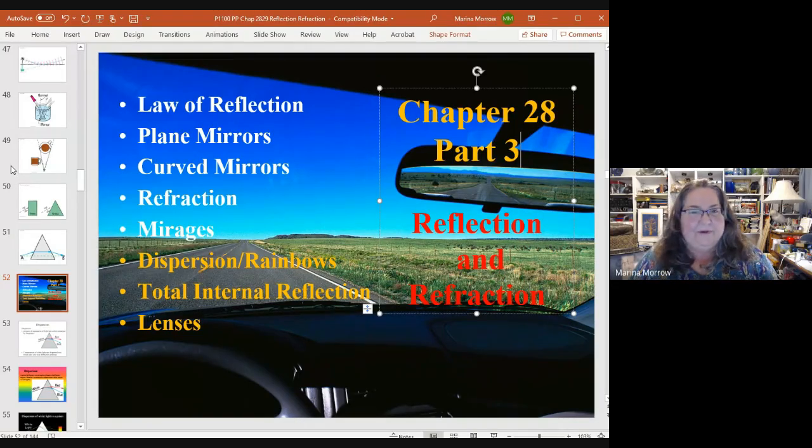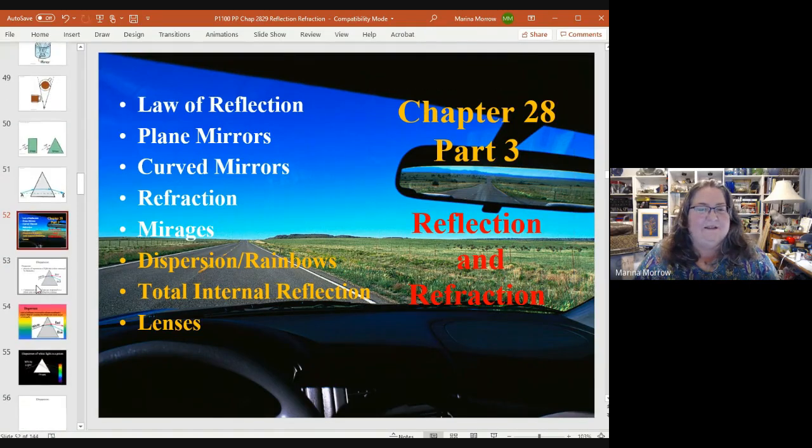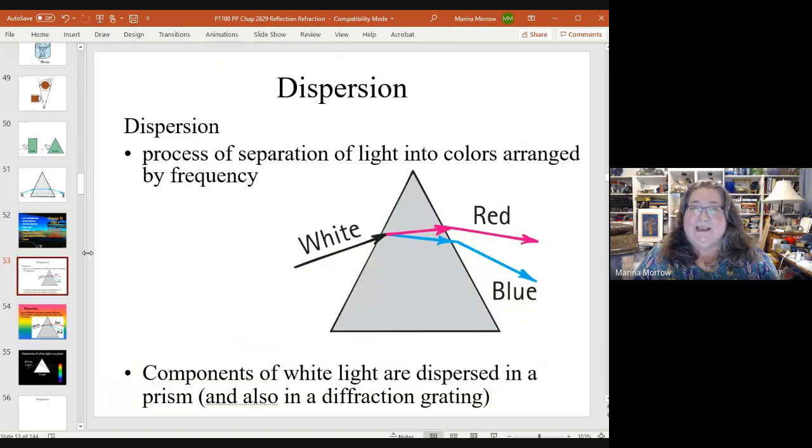Okay, in part 3, what we're going to be looking at is dispersion and rainbows, total internal reflection, and lenses. So, dispersion is the idea that colors can become separated when they pass through glass because each color has its own speed through a material. So they can go through quartz, and that's why you get the pretty rainbows from a quartz hung in a window, through a diamond, or simply through glass. So anyway, this is called dispersion.